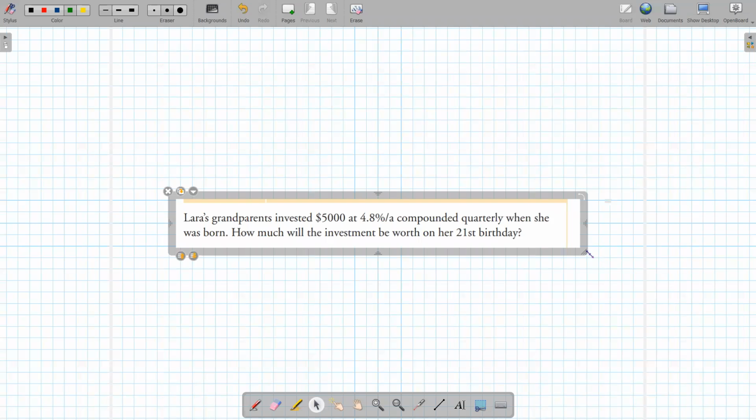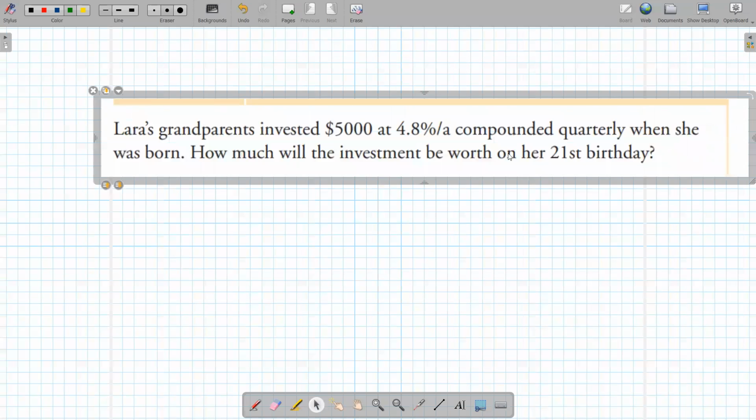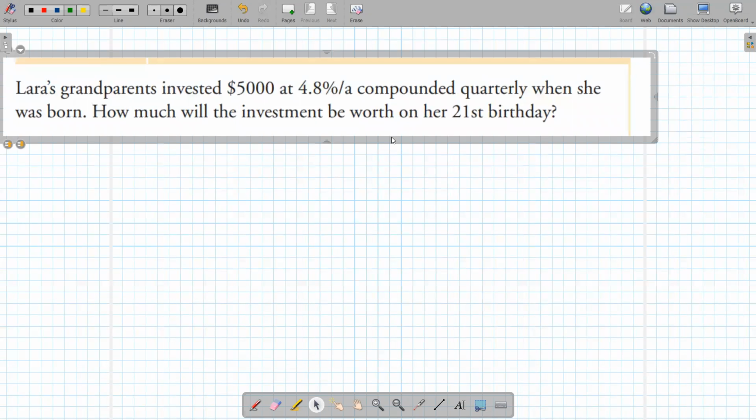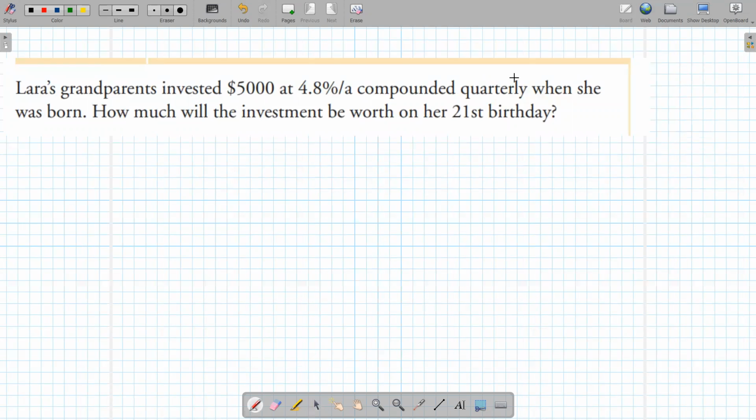Lara's grandparents invested $5,000, and again, the question tells you. Look at this one. This one's telling us it's compound interest. How much will the investment be worth on her 21st birthday? All right, ignore the word quarterly here for now, because that makes a difference. We're going to do that next.